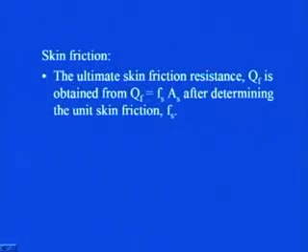This we were talking related to the point resistance. Now, let us try to see how the skin friction can be determined or estimated in the case of piles in granular soils. So, the ultimate skin friction resistance, which I am representing by QF, is obtained from QF equal to Fs into As after determining the unit skin friction Fs. Now, how can you determine this unit skin friction Fs?